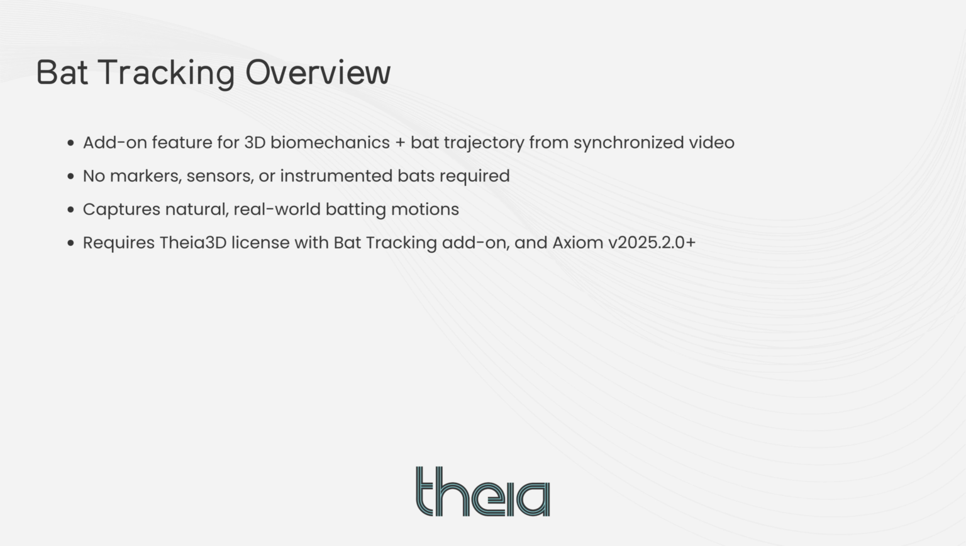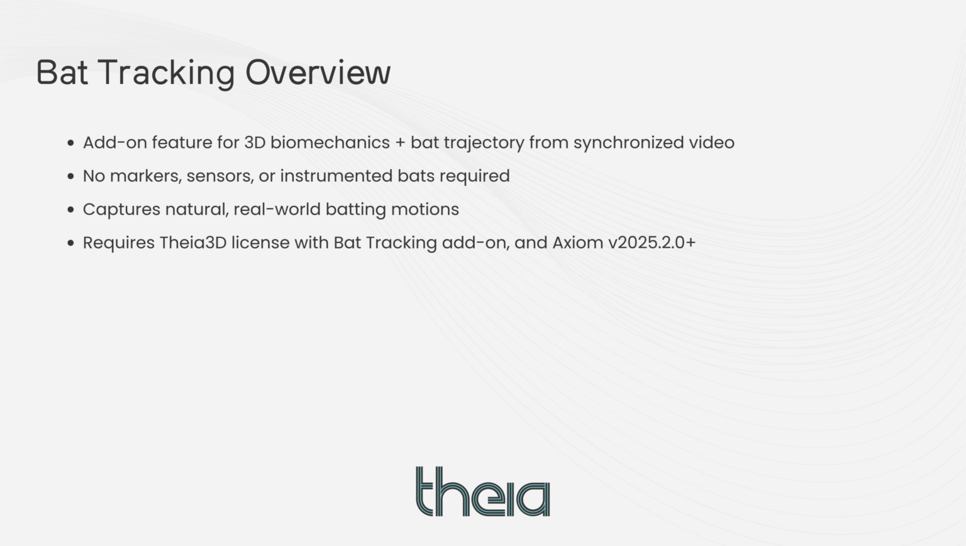Bat tracking is a Theia add-on feature that allows simultaneous 3D biomechanics and bat trajectory measurements to be obtained from synchronized video data. No sensors, markers, or instrumented bats are required, enabling real-world data capture of natural batting motions at scale. A valid Theia 3D license and installation of Theia 3D Axiom, version 2025.2.0 or later, is required.